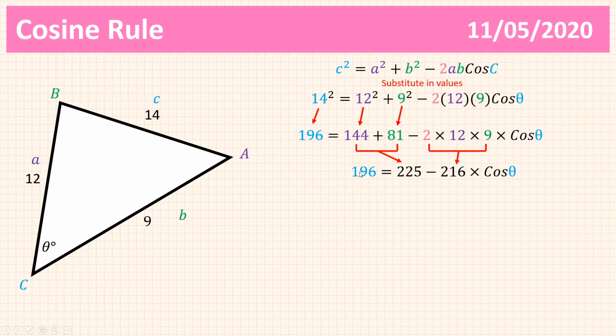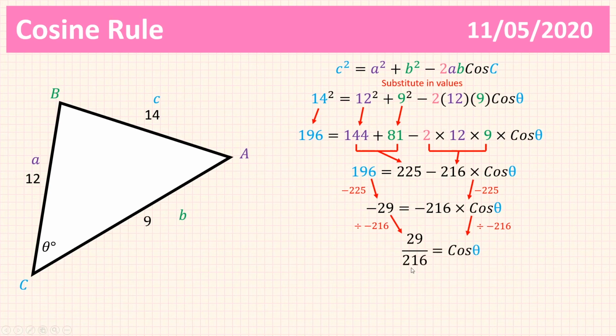So unlike in previous questions, our subject of the equation is not the unknown we're looking for. So we need to try and make theta, our missing angle, the subject of this equation. That's our unknown. So to do that, we're going to subtract 225 from both sides. So we end up with minus 29 and minus 216. Once we've done that, we need to try and isolate cos theta. So instead of multiplying by minus 216, we're going to divide by minus 216. Now if you pop that into your calculator, you'll get 29 over 216.